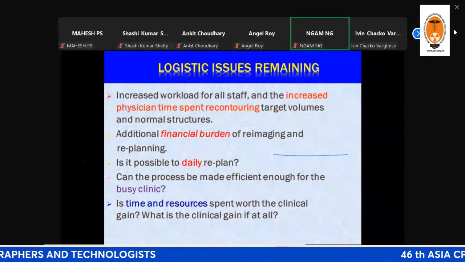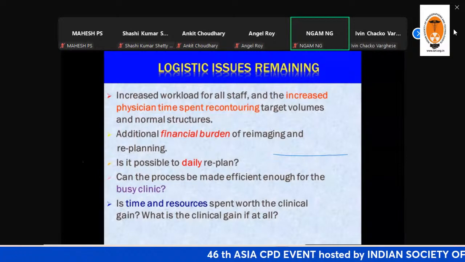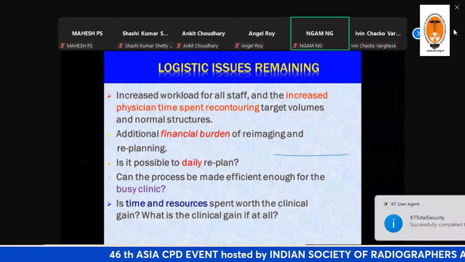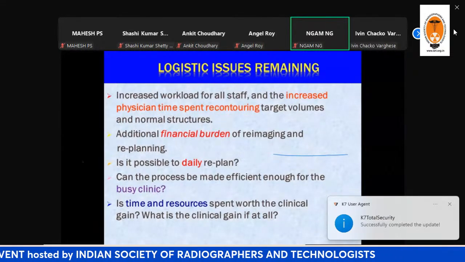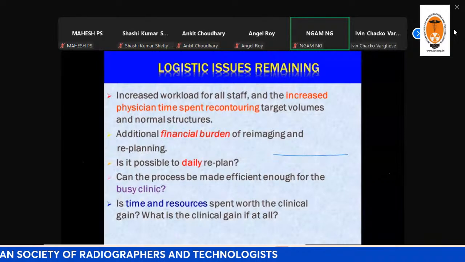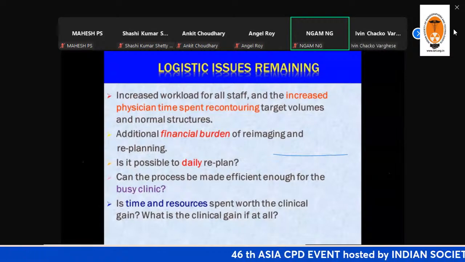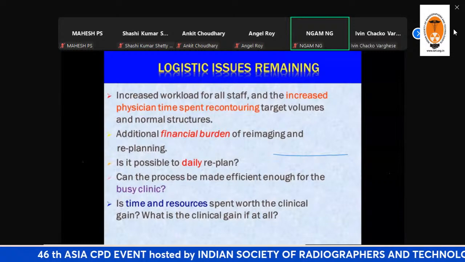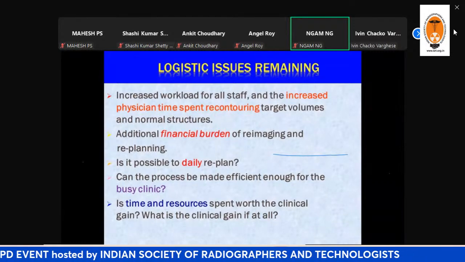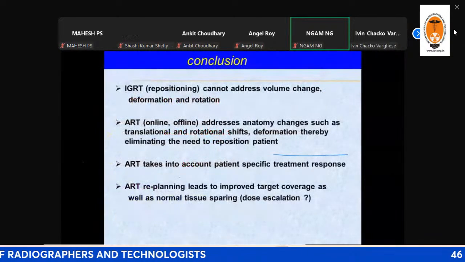Can the process be made efficient enough for busy clinics? Yes, by following a set of rules, by formulating the rules. Is the time and resources spent worth the clinical gain? And what is the clinical gain, if at all? As we said, our clinical gain is to achieve high precision of radiotherapy, that is by delivering the appropriate dose to the tumor and minimizing normal tissue toxicity. And yes, it is worth spending time and resources on these things.